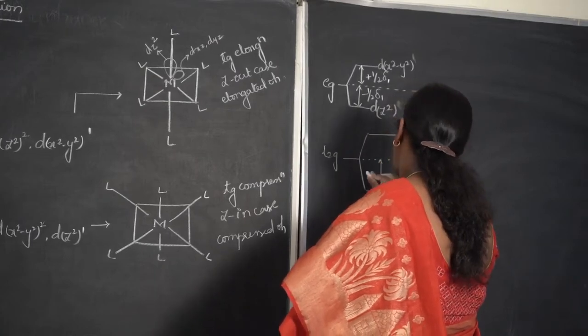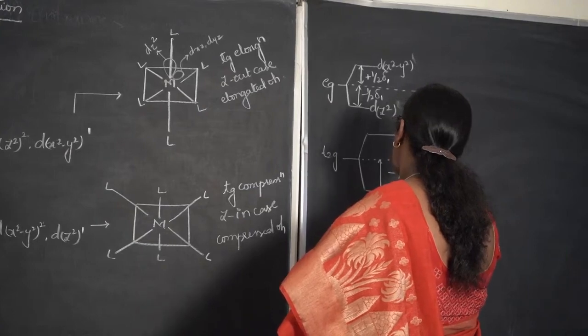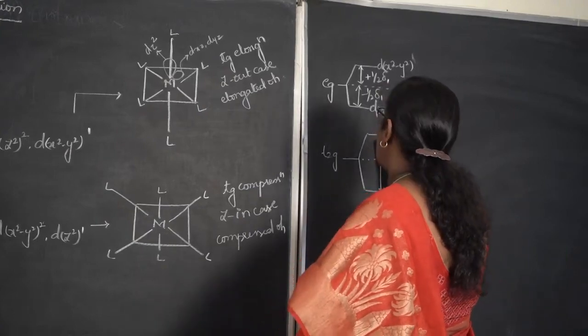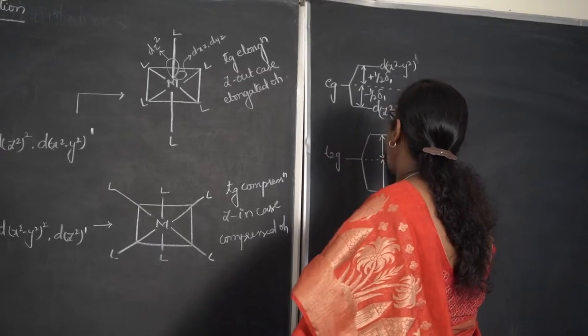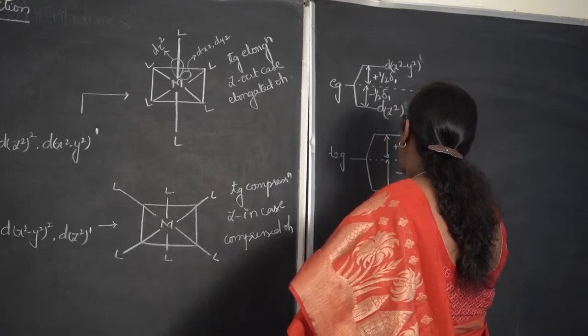So that is dxz or dyz, they are going to lose the energy of minus 1 by 3 delta 1, whereas dxy, it is gaining the energy of 2 by 3 delta 2.